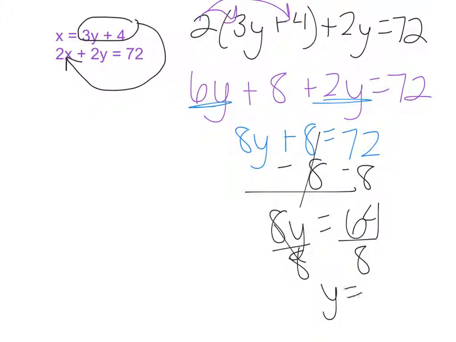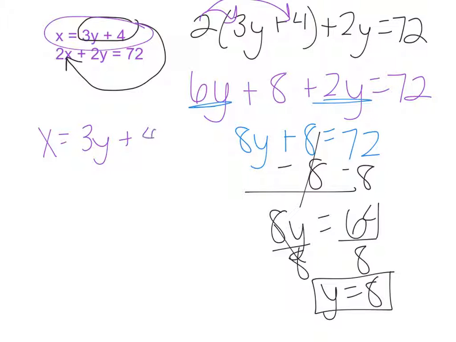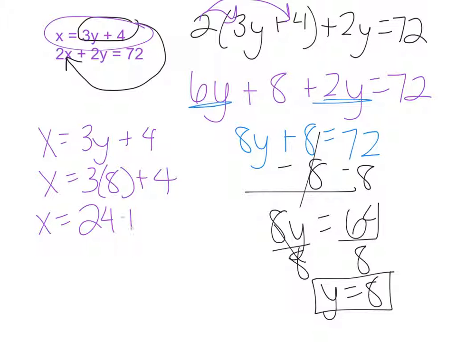So y equals 8. Now, we're not done after this part. We know that y equals 8, but we still need to go back and find out what is x. So I'm going to plug it back into that first equation, x equals 3y plus 4, but instead of a y, we are going to substitute in our 8. So we can take 3 and 8 and multiply them to get 24 plus 4, and then that adds to give us 28.